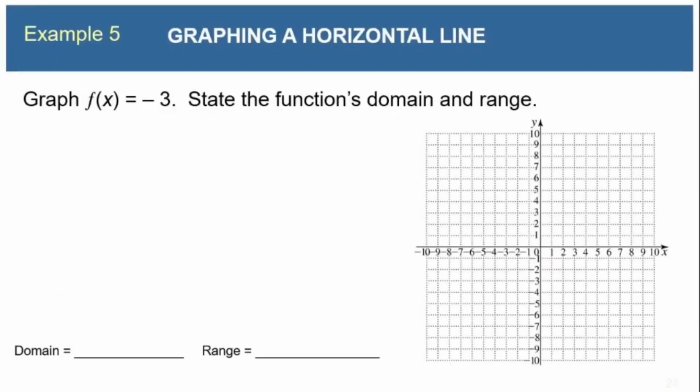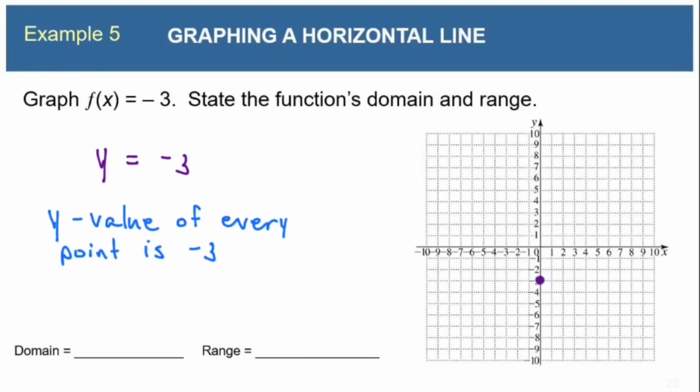Okay, so here's example 5. It says graph f of x equals -3. And so we know that that is the same as saying y equals -3. And so this tells us that every point on this line is going to have a y coordinate of -3. So just plot any point that has a y coordinate of -3. So like this point has a y coordinate of -3. So does this point. Any point on this level will have a y coordinate of -3. So if you just plot a few of them, you can see that this is going to form a horizontal line.